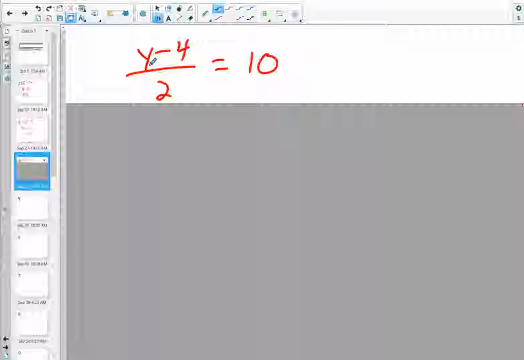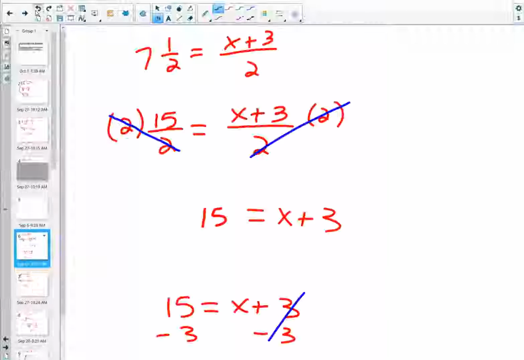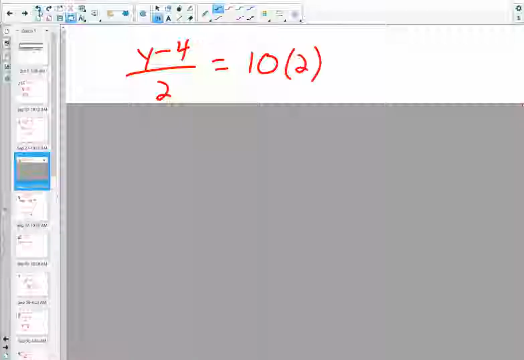At least the negative 4 is on the same level. They're both in the numerator. The 2 is in the denominator. That's further away. We're going to work our way outside in. What's the opposite of dividing by 2? Multiply by 2. So multiply both sides by 2.